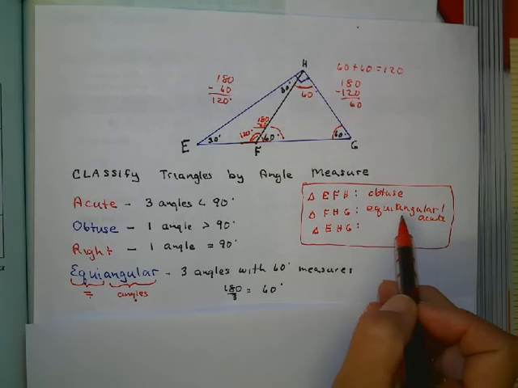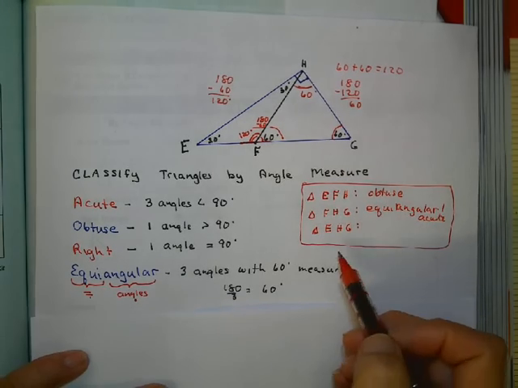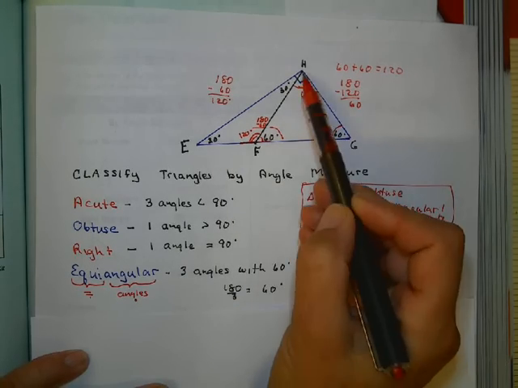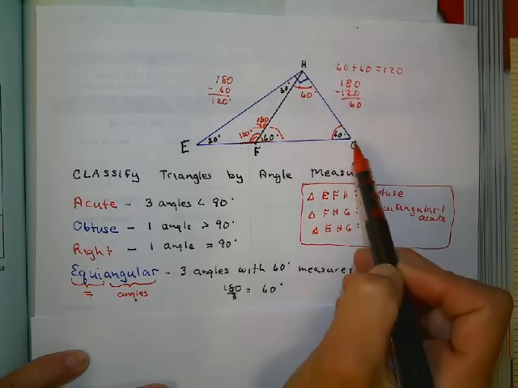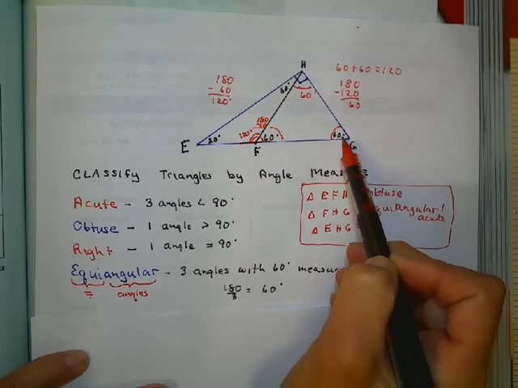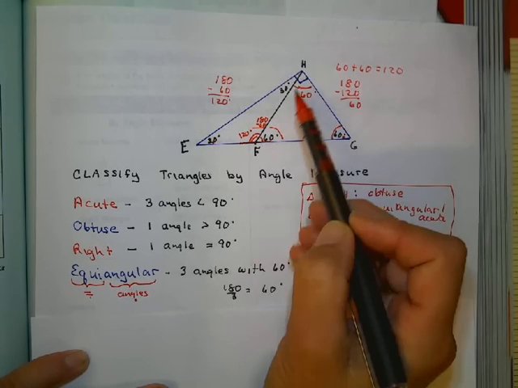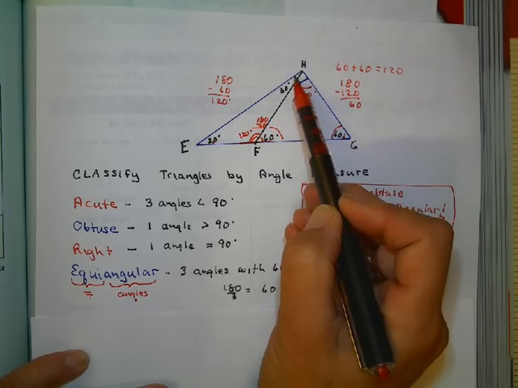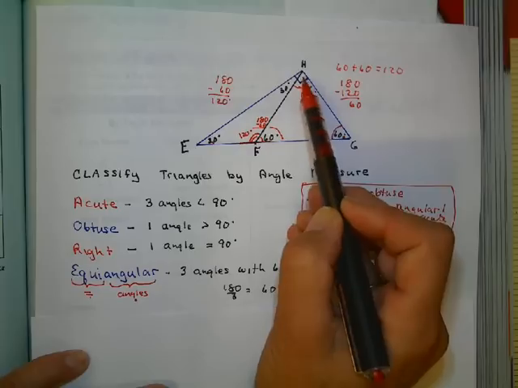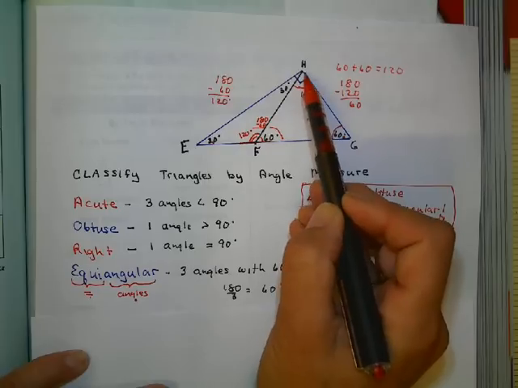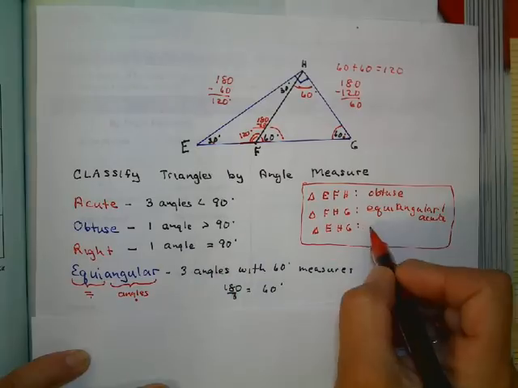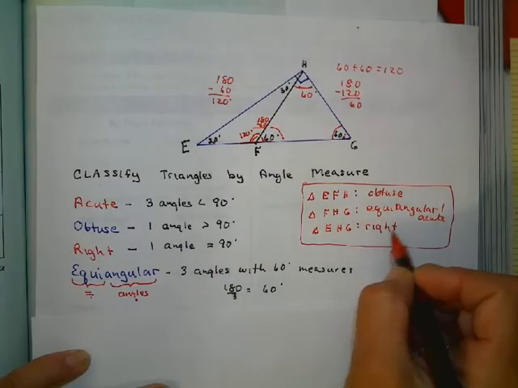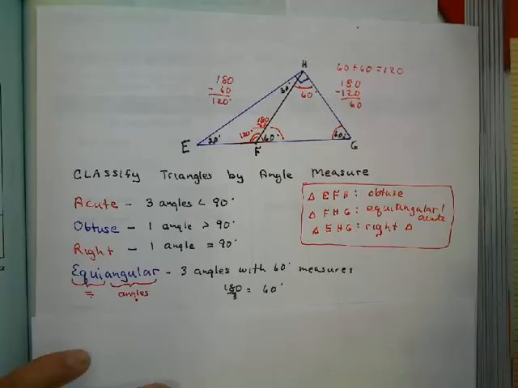Now let's look at E to H to G. So now this is the whole large triangle here. And I see this is a 60-degree angle, this is a 30-degree angle, and here I see that little right angle symbol. That means this angle here at H, this bigger one, is 90 degrees. If I've got a 90-degree angle, I'm going to call it a right triangle. So that's it. As far as classifying triangles by angle measure, that's all we need to do.